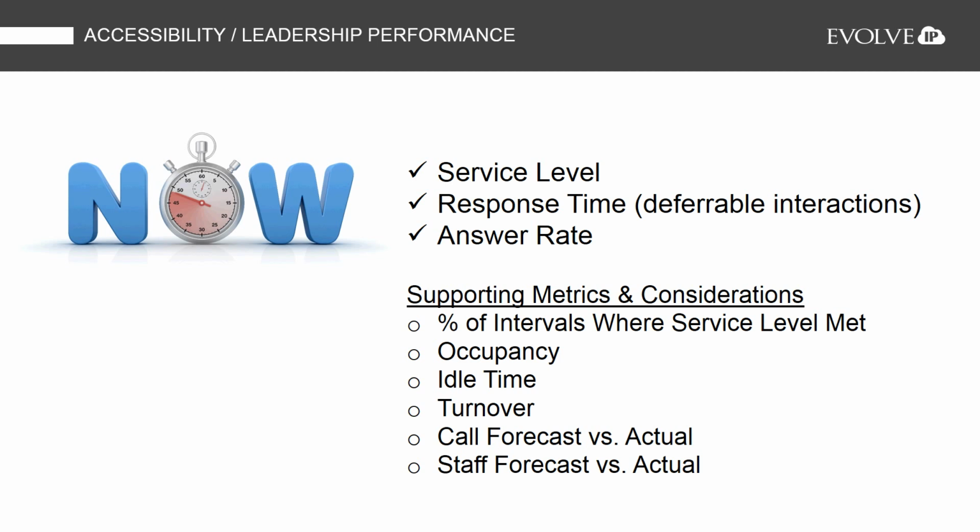Turnover, another key measure of the organization's ability to provide strong leadership, the right tools, the right compensation. Turnover is another bellwether metric that's indicative of the overall employment, hiring, and staffing practices of the organization.